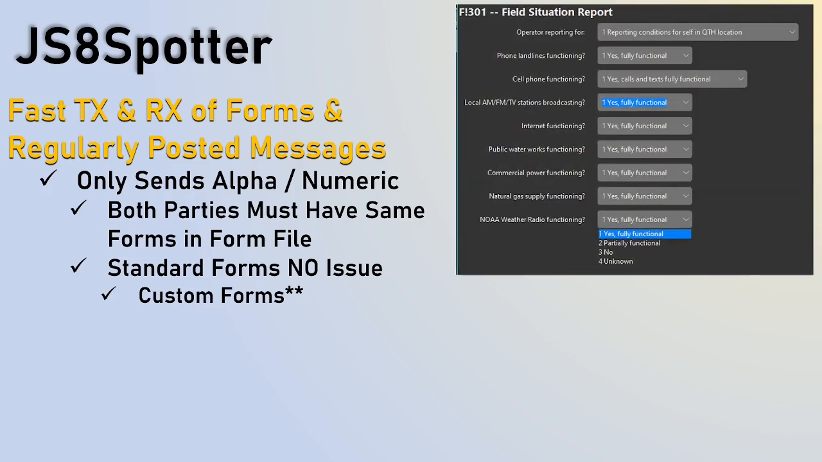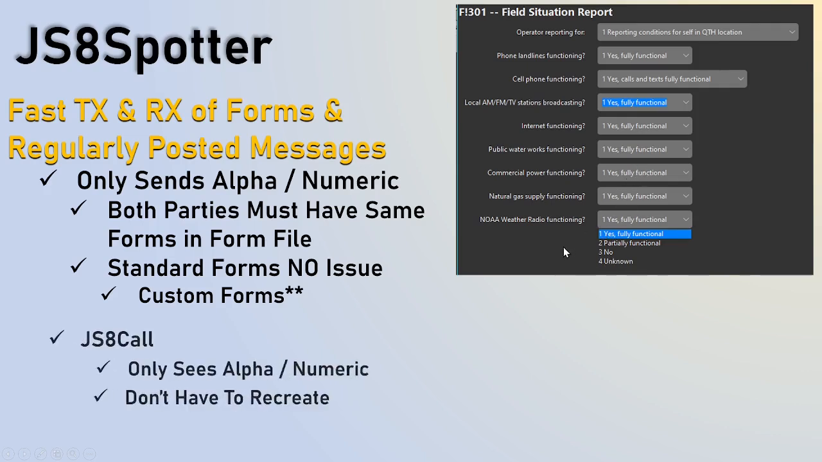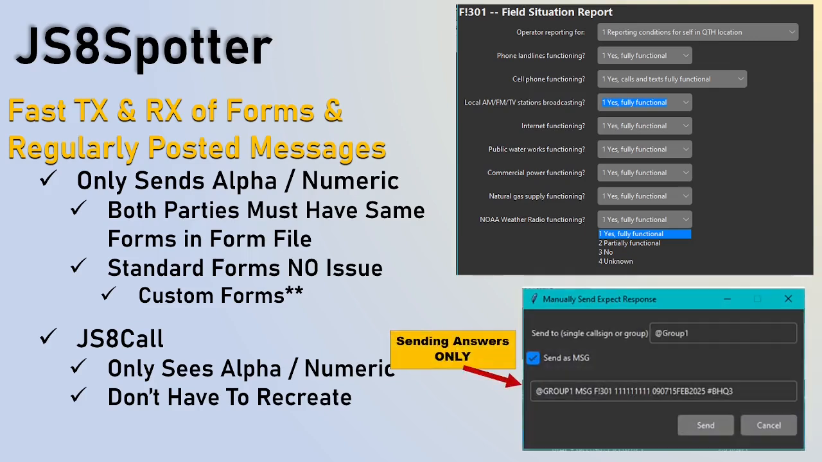So here is a 301 situation report. I'm just filling in all ones. But if I put a 4 here, this would show up as a 4 in the responses that would go on here. So what does this look like when it's being sent? It's only sending the answer. So I want it to go to my group. And again, remember I had that included when I created all of the stuff, the star, comma, at group 1.